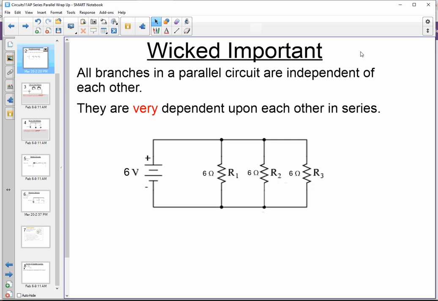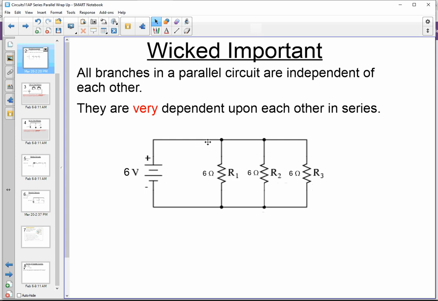All right, I wanted to do a little bit more work with series and parallel circuits, mainly to provide some practice with the rules we've learned and maybe practice a few more examples. So here we have a parallel circuit, and one of the rules that I went over in the previous video is that all branches in a parallel circuit are independent of each other.